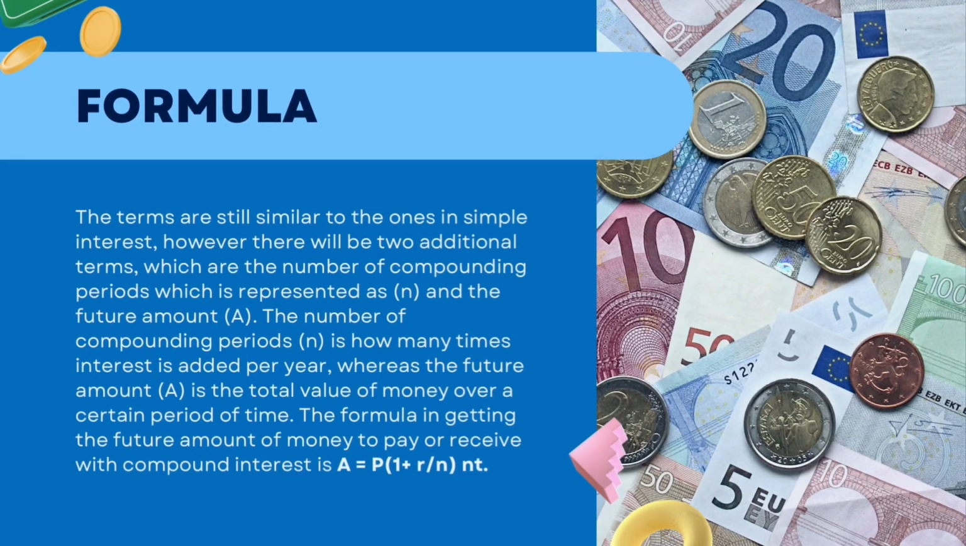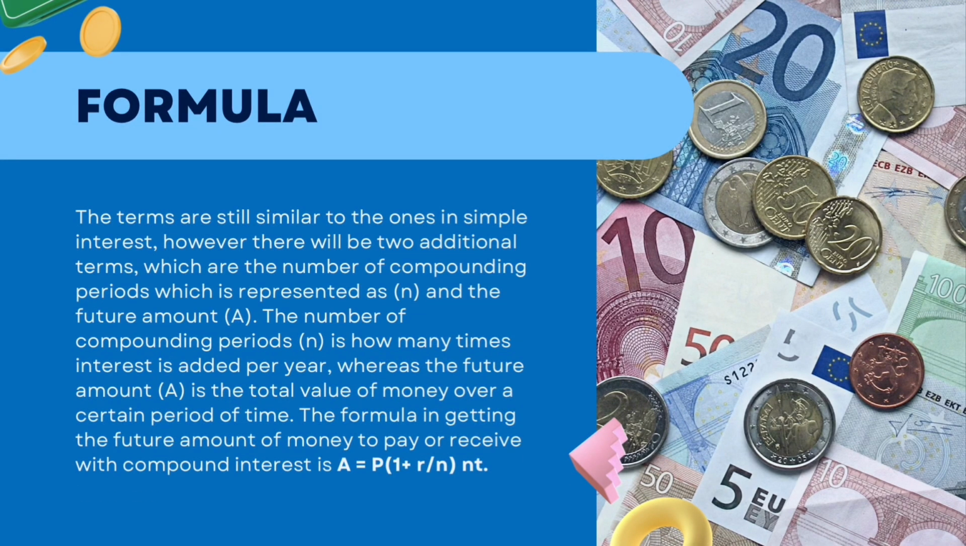Now that we've discussed simple interest, let's move on to compound interest. Compound interest is the interest computed not only on the original principal, but also on the interest added in the previous periods. I know it's difficult to comprehend, so let's start by learning the definition of terms, followed by some formulas and then some word problems.